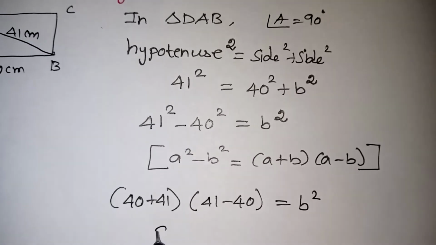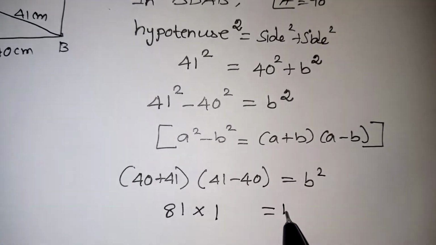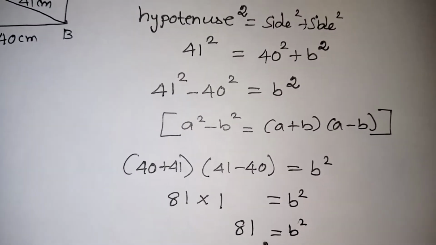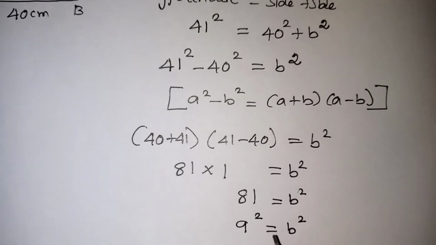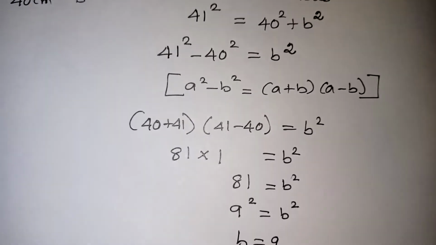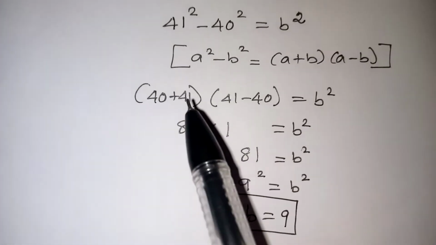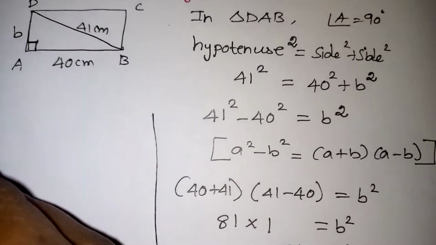41 plus 40 is 81, multiplied by 41 minus 40 which is 1, is equal to b squared. So 81 ones are 81, which is equal to b squared. So 9 squared equals 81, which is equal to b squared. So when the powers are equal, bases are also equal, so b is equal to 9. So the breadth of the rectangle is 9. So let's get back to the question now. Find the perimeter of the rectangle is the question.